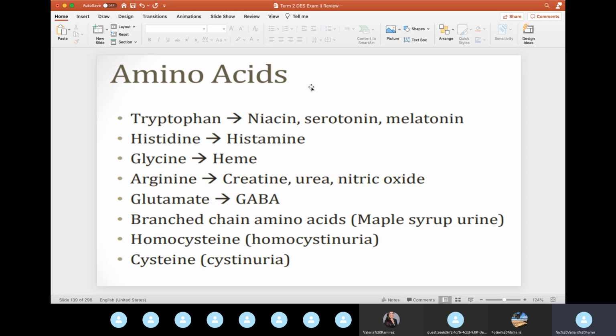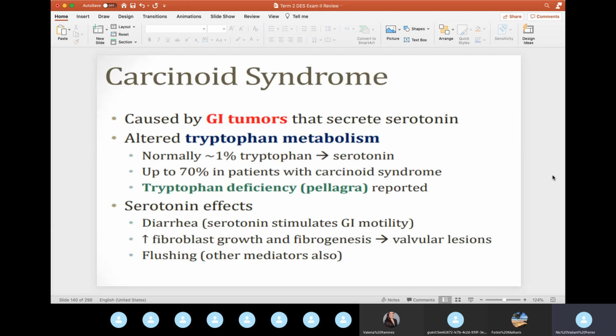So histidine can become histamine, glycine can become heme, arginine can become creatine, urea, nitric oxide, glutamate, GABA. GABA is the major inhibitory neurotransmitter in the CNS. Branched chain amino acid, maple syrup urine, homocysteine, homocystinuria, and cysteine, cystinuria. Put a star here. This is high yield amino acid precursor of your neurotransmitters and other good stuff.